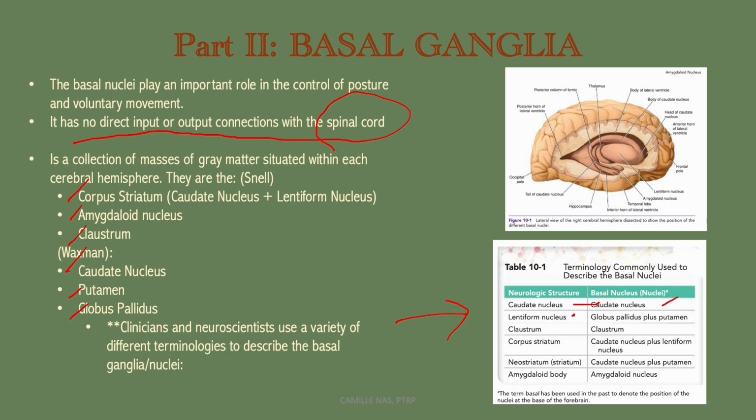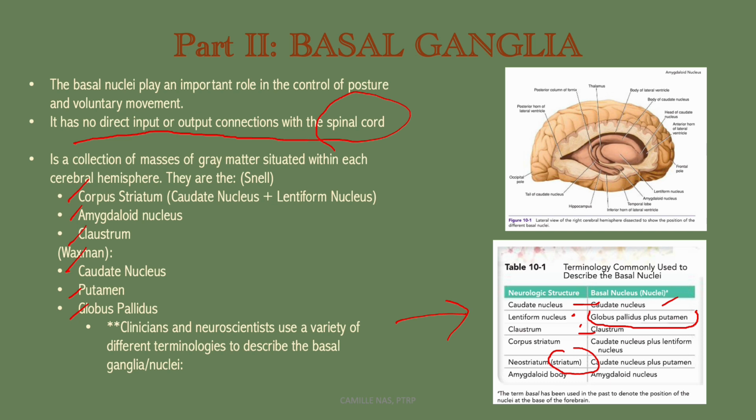With lentiform nucleus, this is a collection of your globus pallidus and putamen. Claustrum will be the same. Corpus striatum, this is the collection of caudate nucleus and lentiform nucleus. Your neostriatum, or simply called striatum, this is caudate nucleus plus putamen. And then you have your amygdaloid body. For some reference, they use amygdaloid nucleus. So later in this discussion, we'll further identify these specific masses found in the basal ganglia.